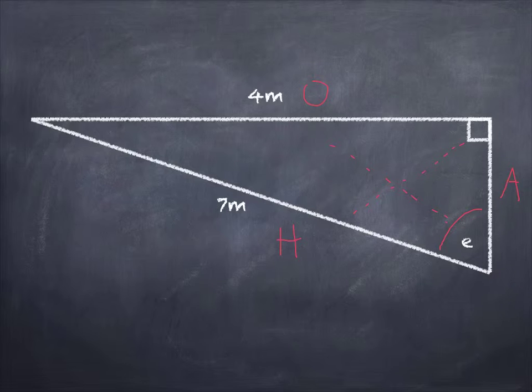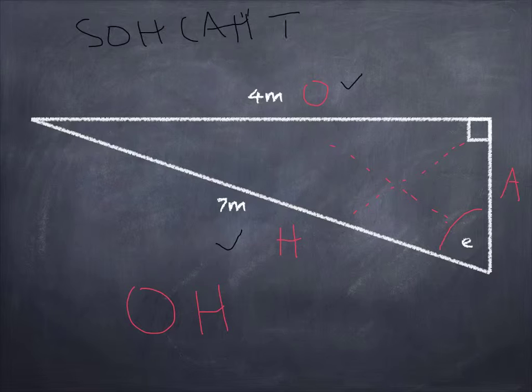Which ones are we dealing with? A, there's nothing there, so we're not dealing with that one. O, there's a 4 next to it, dealing with that one, tick. And the H, there's a 7 next to it, so we're dealing with that one. Beautiful. We've got ourselves an O and a H. What ratio is that? Let's write it out. SOHCAHTOA. Looking for an O and a H next to each other. Bam. Sine.